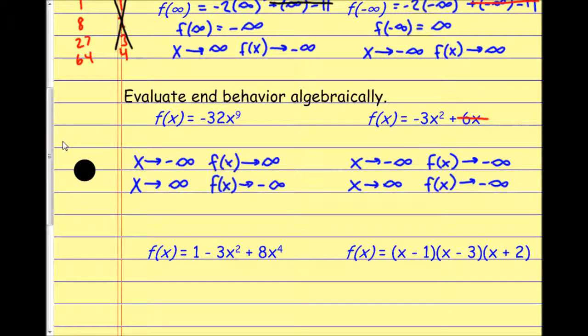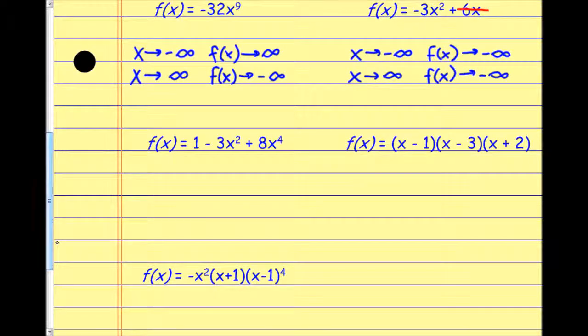Okay? If I look at the next one, same deal. I look for the highest exponent term. I'm basically just going to plug it into the 8x to the 4th, because that one's becoming so big that it's going to take over everything else. All right? So I evaluate as x goes to negative infinity, and then as x goes to positive infinity.